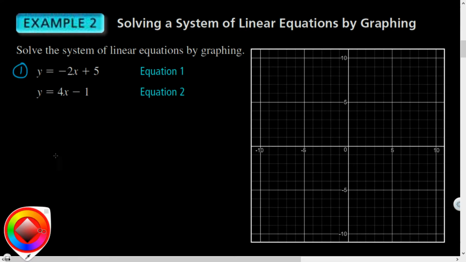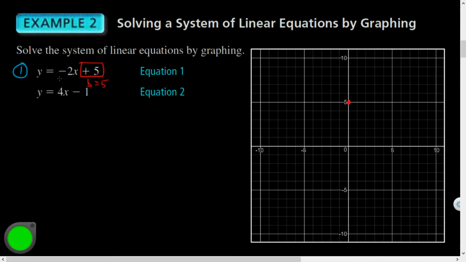All right, how'd you pick that? Yeah, because 5 is the b. Yeah, so begin at positive 5. Oh, wait, which positive 5? The y-intercept, so I'm going to pick the one on the y-axis. Okay.